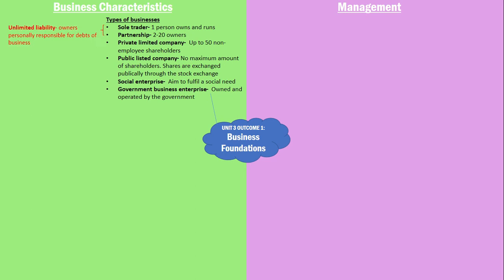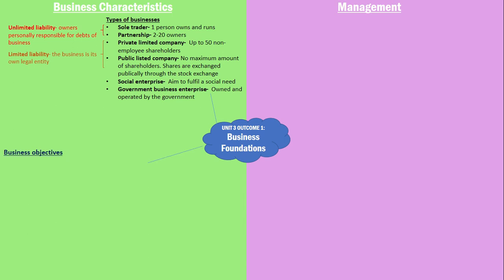Another defining feature about these types of businesses is that sole traders and partnerships have unlimited liability, meaning the business is directly tied to the owners, and any of the business's debts are also the owner's debts. Whereas private limited and public listed companies are their own legal entity, and because of this, the owners there have limited liability.